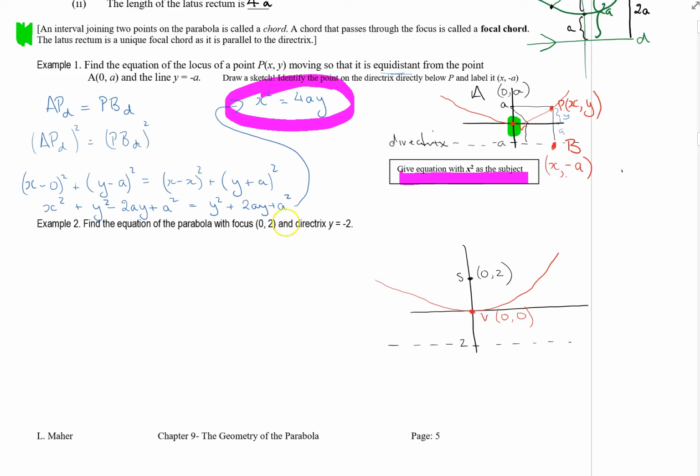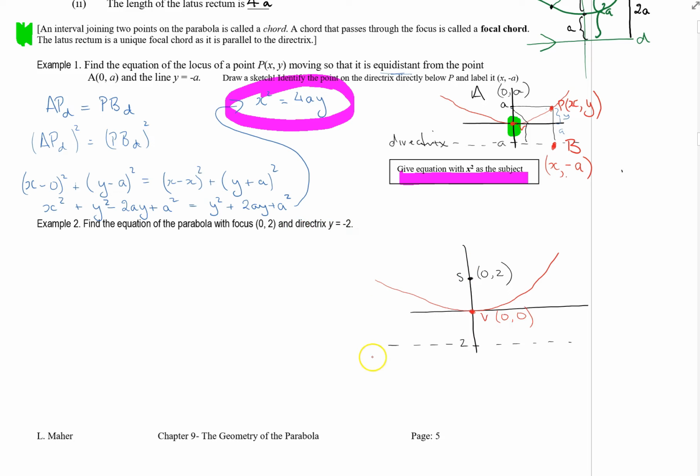Now we're going to see an example of that very thing here in example 2, where we're given a description, we can construct a diagram, and from that we can go straight to our go-to equation and fill in the value of a. So it says find the equation of the parabola with focus 0, 2. So you can see that I've graphed 0, 2. What do we know about the focus? The focus sits inside the parabola. And directrix y is -2.